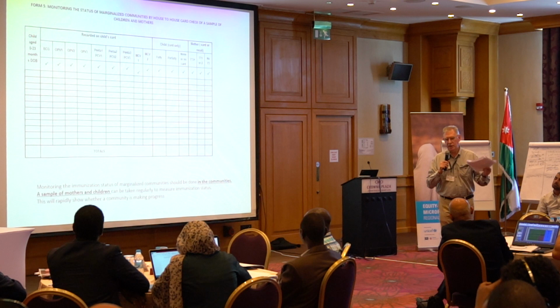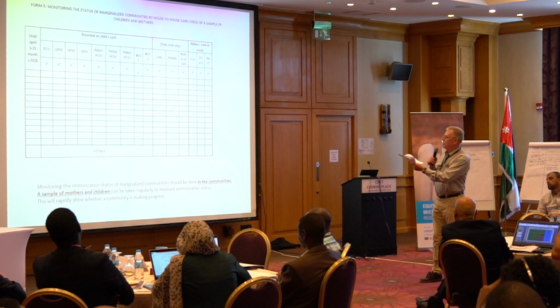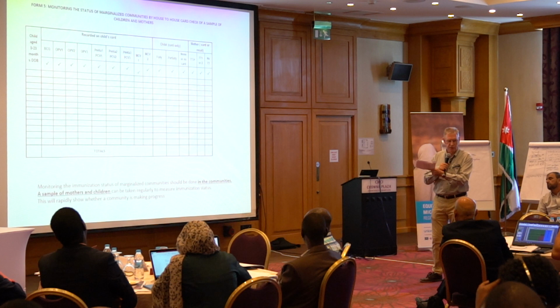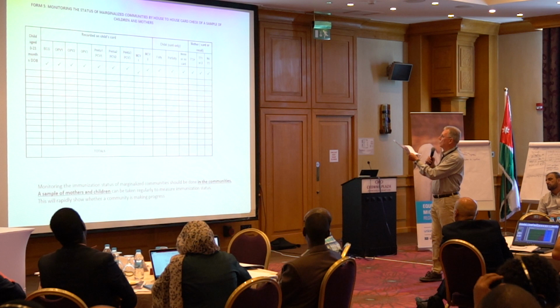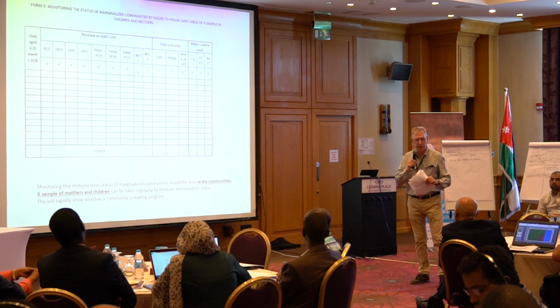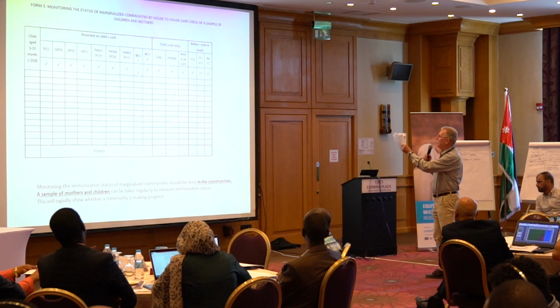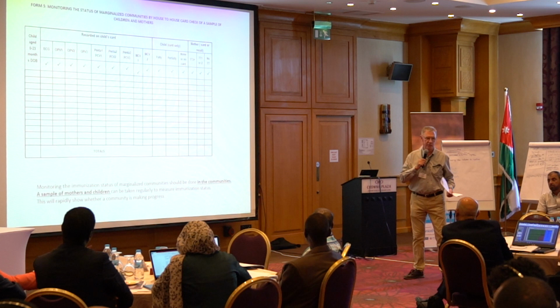In situations where you have a marginalized community, you are not sure what's going on because coverage reports are inaccurate, you can consider using this simple tool by checking immunization cards very rapidly without bothering about name and address and so on, or dates. You just need to find out of, say, 10 children, how many fully, how many partially, how many none or no card.